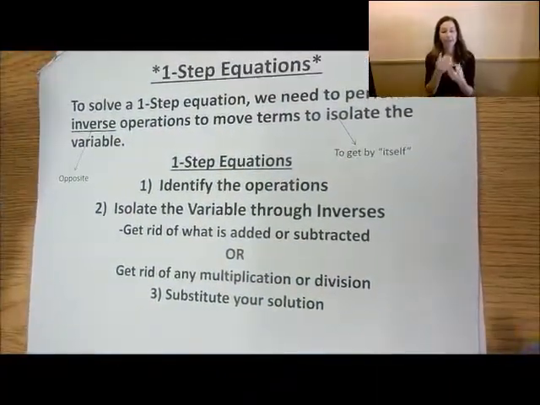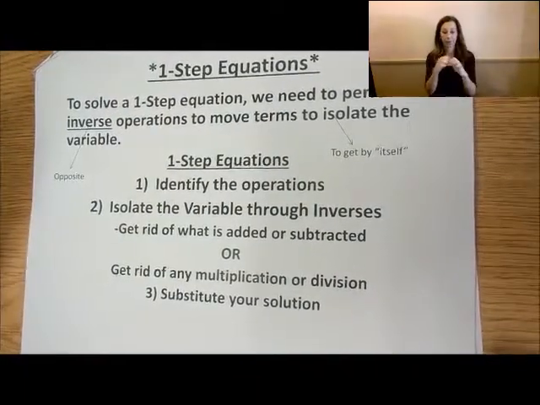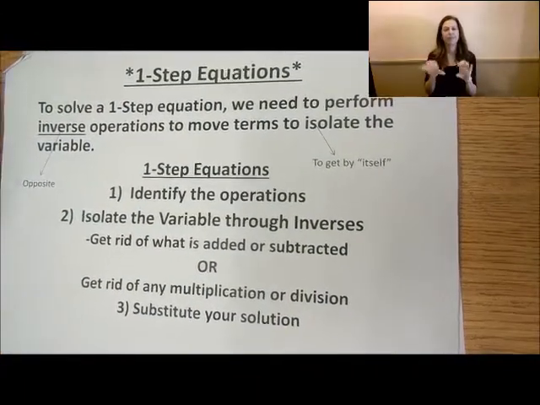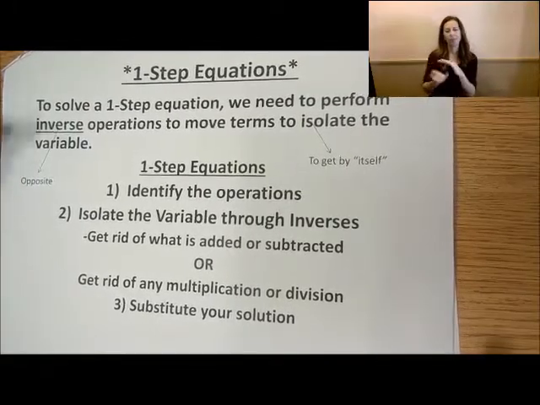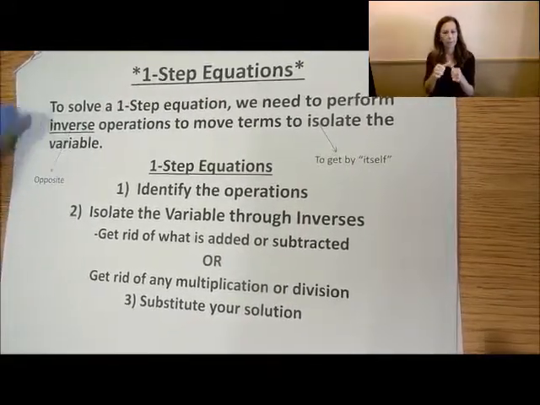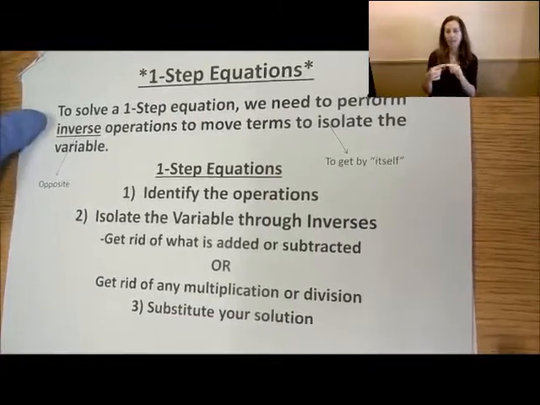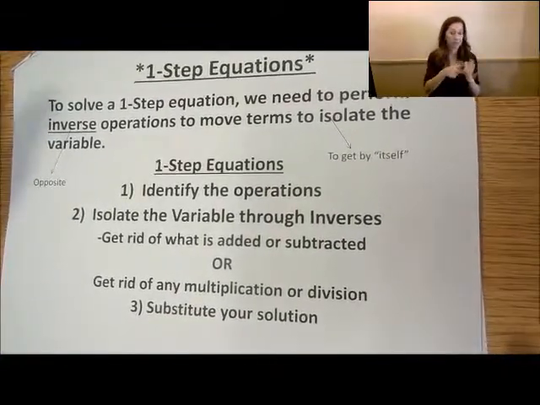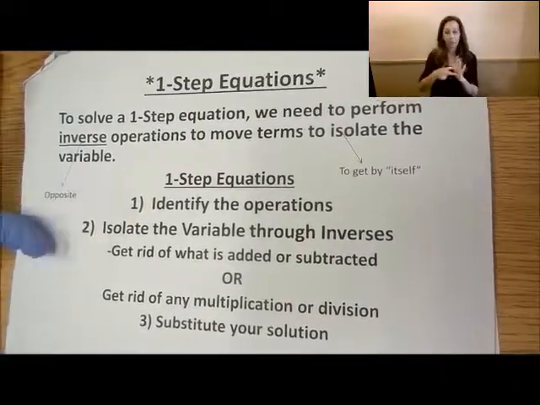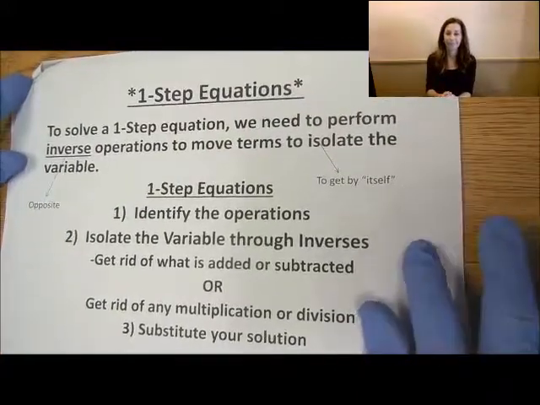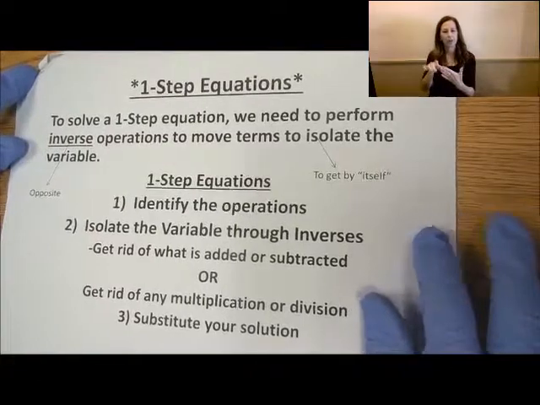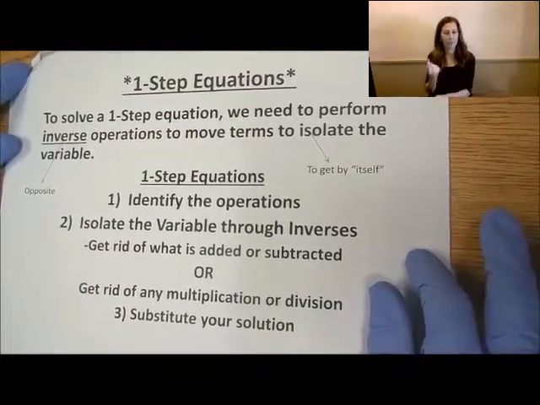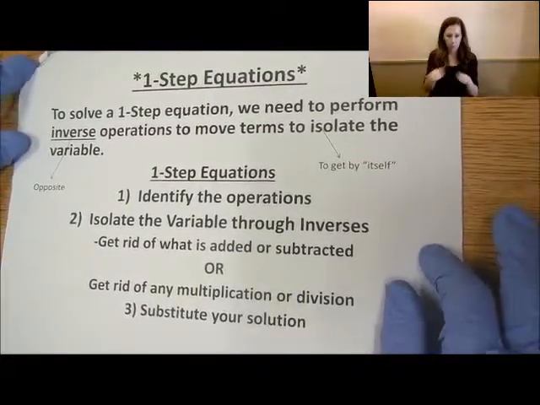To solve a one-step equation, we have to perform the inverse operations to move terms to isolate the variable. So you'll remember inverse means the opposite. So if we're adding, we're going to subtract, and if we're subtracting, we're going to be adding. Isolate means to get the variable by itself. And that's what we need to do in order to solve the equation.